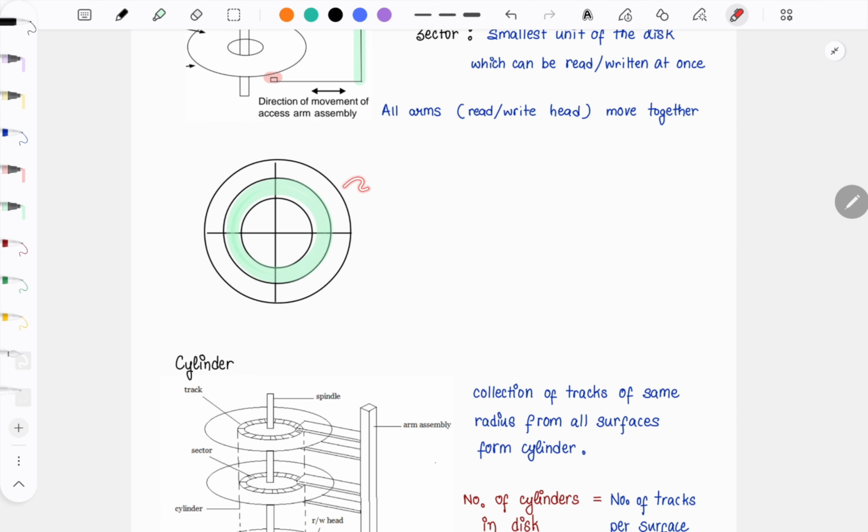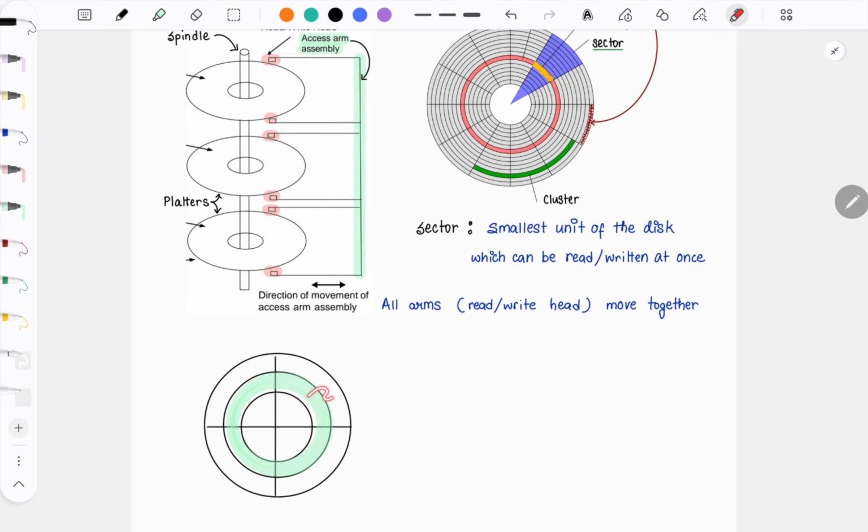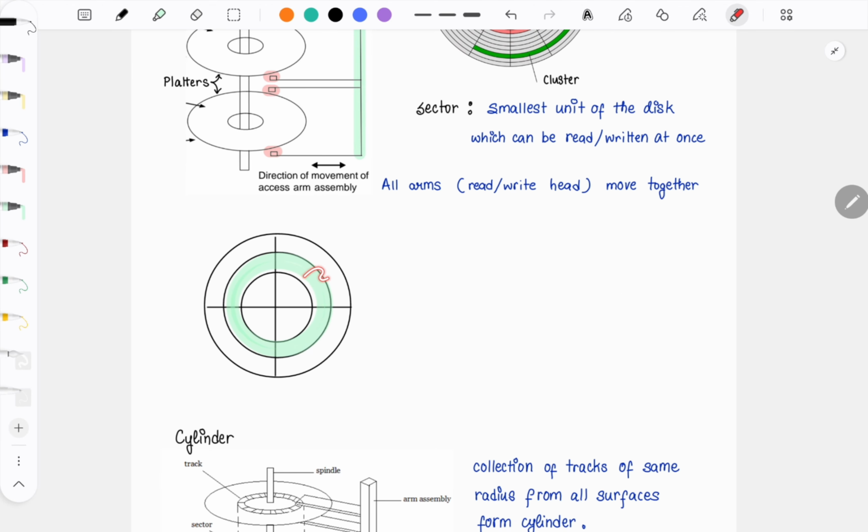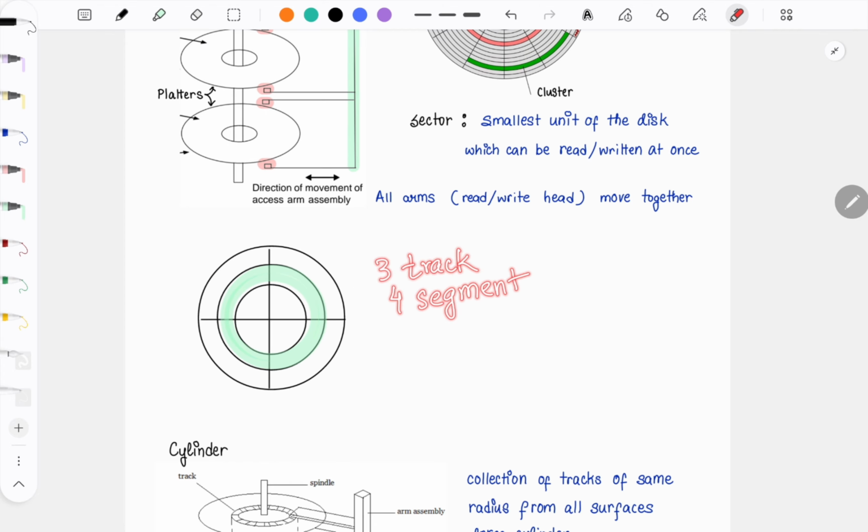This is a platter which has three tracks, 1, 2 and 3, out of which I have highlighted the middle one in green color. Each track has four segments, 1, 2, 3 and 4. This is surface 1, and on the back side we can see another surface, surface 2. For one surface we have three tracks, and each track has four segments. Each segment is known as a sector.